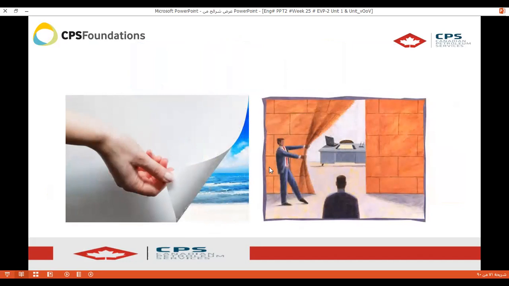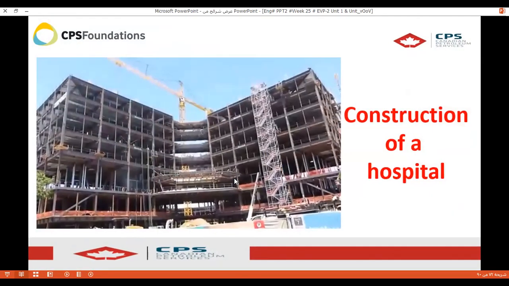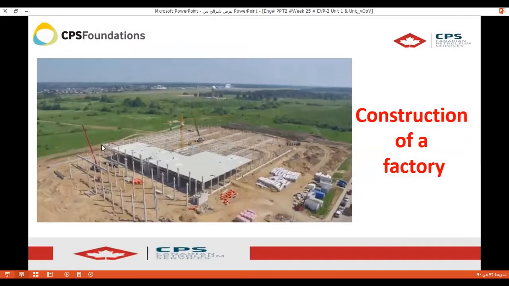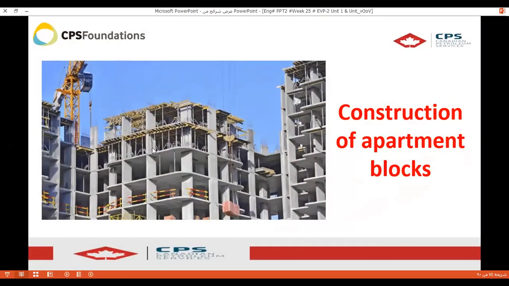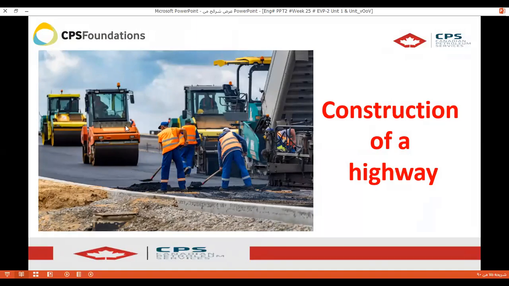He is trying to show something hidden. Reveal. Reveal is to show something hidden. Reveal something is to show something hidden. This is a construction of a hospital. This is a construction of a factory. This is a construction of an apartment block. This is a construction of a highway.